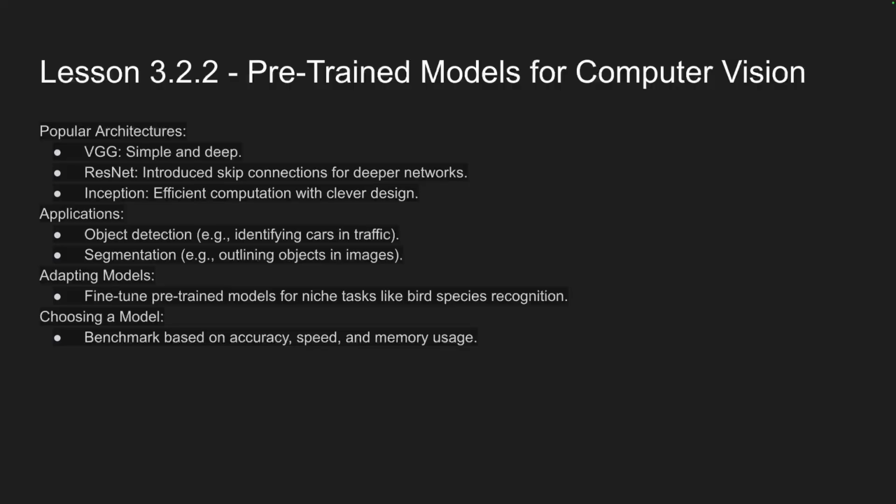Now, what if your task is a bit more niche? Maybe you're working on recognizing rare bird species or classifying medical images. That's where adapting pre-trained models comes in. You can take a model trained on general images and fine-tune it on your specific dataset. This way, the model learns to recognize the unique features of your domain while still benefiting from the general knowledge it already has.